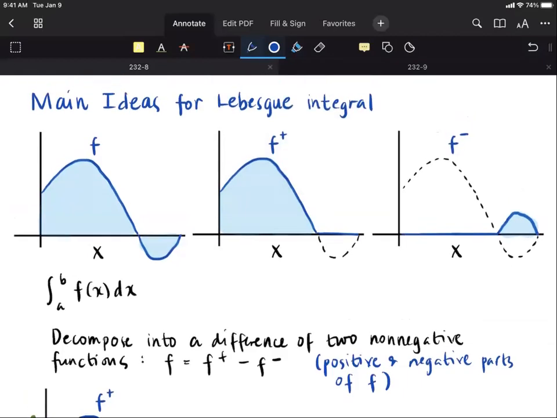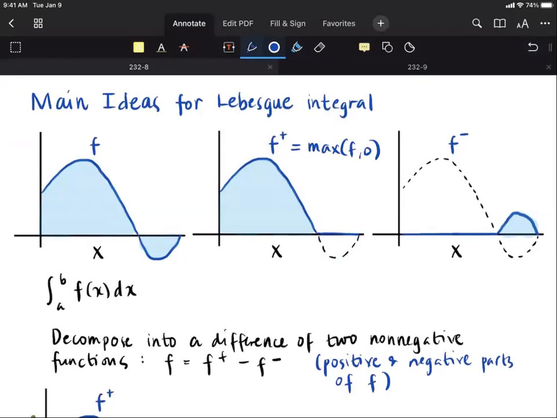So what is the positive part of f? That would be denoted by f superscript plus. If the function is positive, then you take the function value. If the function is negative, then you take the value 0. In other words, f plus would be the max between f and 0. If you have a graph below the x-axis, you replace that by a 0 value. So in this case, this region will be replaced by the value 0.